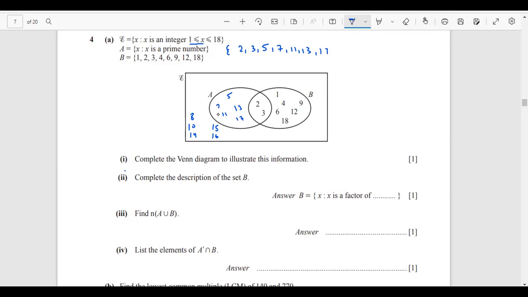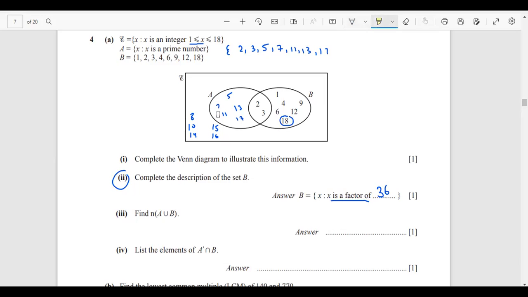Then the second part was complete the description of the set B. So set B has factors of what number? I told you the method. You need to look for the highest number, double that, and these are going to be the factors of that number, right? So it was 36. Okay. We discussed all of this yesterday.